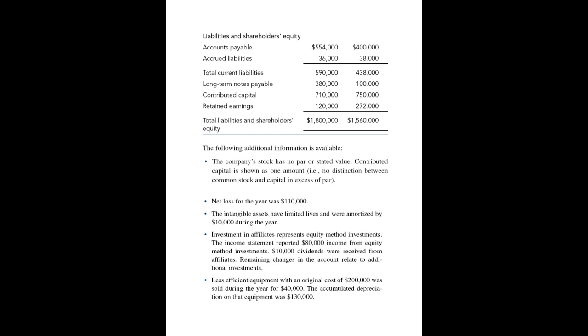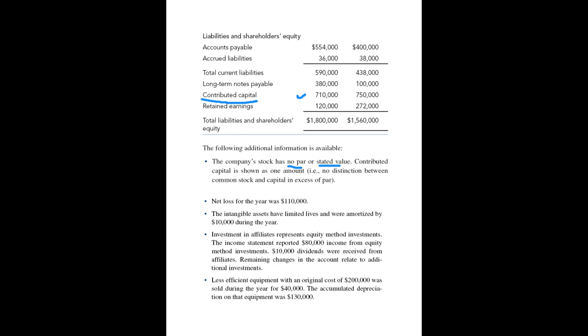They say that the company's stock has no par or stated value. So the contributed capital is shown as one amount. If you remember, we have studied in this chapter that the company can use a mixed format. Some companies use share capital and share premium account separately. Some companies use a paid-in capital account. And here, they have only a contributed capital account because this company does not have par or stated value. It means that at whatever price the shares will be issued, that will be reported under the contributed capital account. No need to differentiate between share capital and share premium because we don't have par value.